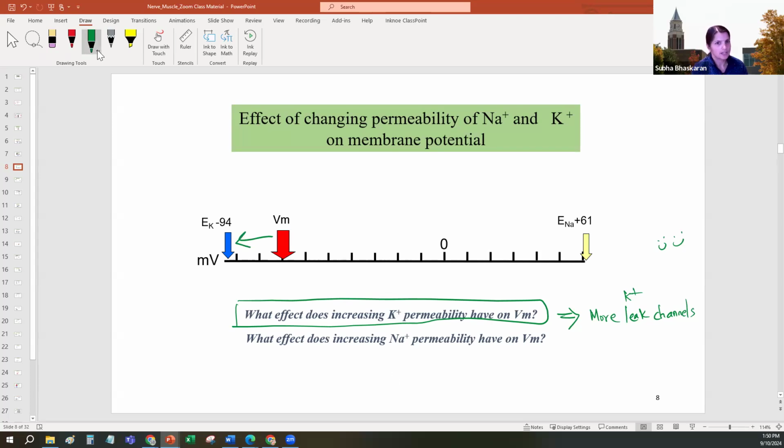Okay. And now that Eric told us, I'm sure we can rephrase this question. What happens to VM if there are more sodium ion leak channels? Then it will take it. Super, right? All right, I'm going to move on unless you stop.